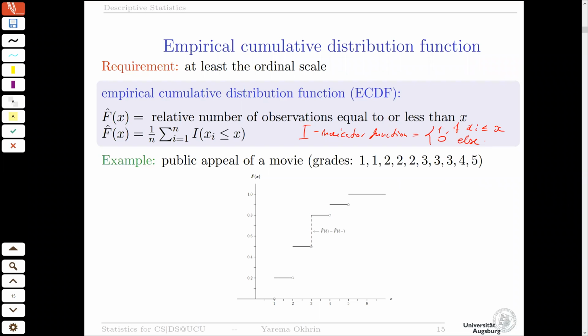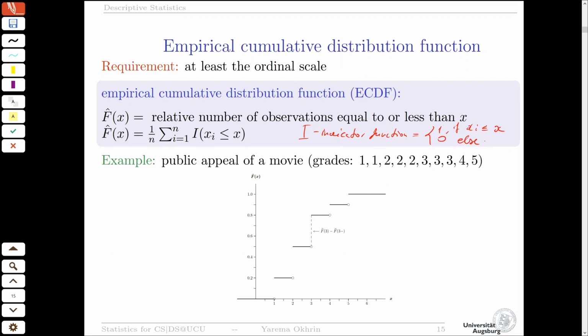So imagine we take 1.5. So x is equal to 1.5. We have two observations which are smaller than 1.5. It means that our function takes the value of 2 divided by the sample size, which is 10, equal to 0.2. So at 1.5, our function is equal to 0.2. If you take 1.6, you still have two guys who ranked the movie less than 1.6. We are still at 0.2. And up to 1.99999, you will still have two guys who ranked the movie with 1. So the function is locally constant from the smallest value up to 2.